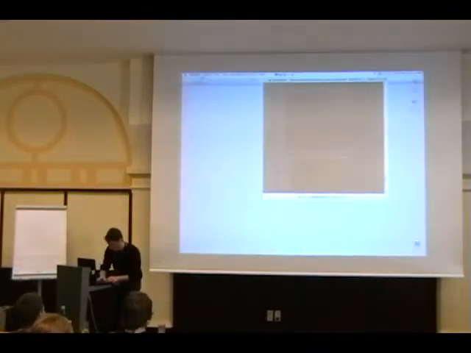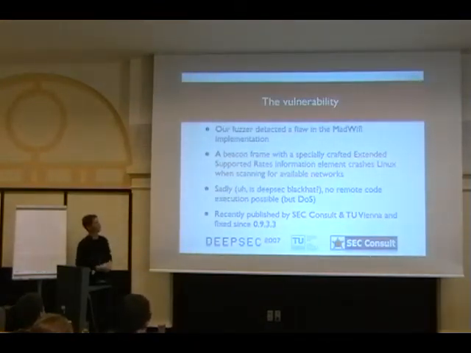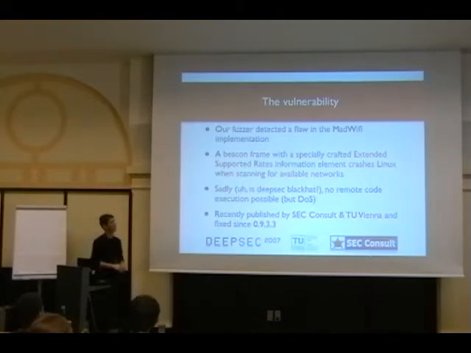So with that, we can see that we found a vulnerability in the latest MadWiFi implementation. It was a frame that we send about extended supported rates, and it totally crashes Linux systems. There's no remote code execution possible, but it's really easy to send out a denial of service packet. So as soon as you receive one, your system totally crashes.